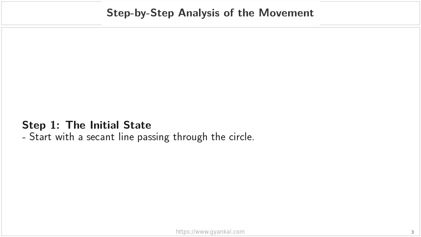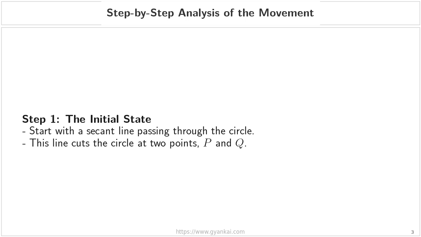Step-by-step analysis of the movement. Now, let's begin our step-by-step analysis by looking at what we call Step 1, the initial state. To start our experiment, imagine we have a secant line passing directly through our circle. As we discussed in the previous slides, a secant is defined by its ability to intersect the circle at two distinct points. In this specific case, let's label those two intersection points as P and Q.